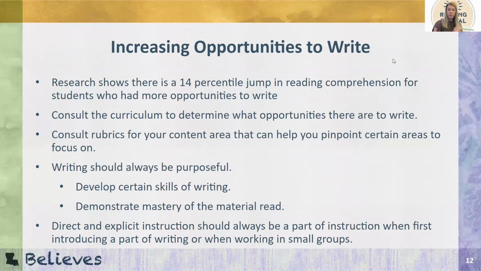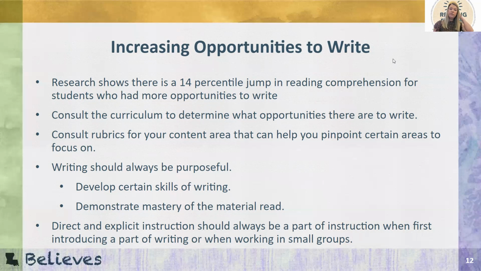I referenced on a previous slide that research shows a 14 percentile point jump in reading comprehension for students who just have more opportunities to write. So, daily when you're teaching, especially when you're teaching a piece of text that day, pairing it with a writing, even if it's a short one, is going to help their reading comprehension. They know that by the end of their reading, they're going to have to produce something. They know that they're looking for the most essential information.